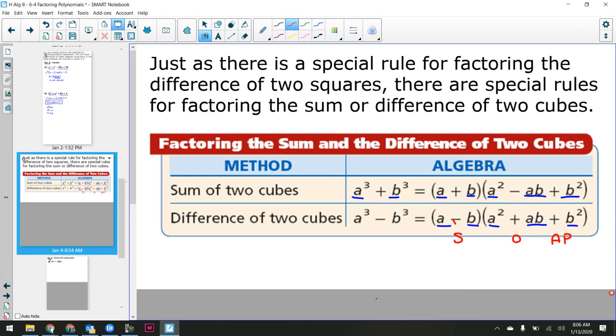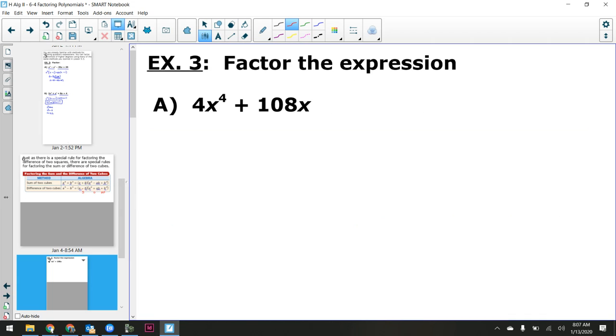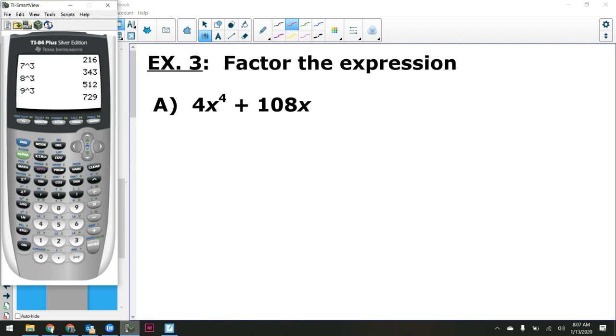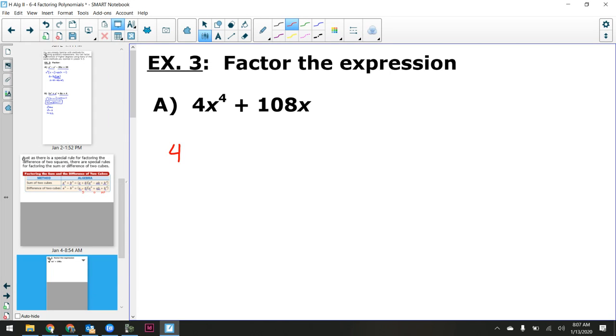Okay, let's try one, shall we? I don't like that. First of all, I see some issues with this. Is 4 a perfect cube? No. Is x to the 4th a perfect cube? No, it's not. 4 is not divisible by 3. But what did I forget to do at the very beginning? A GCF. So let's see, maybe 108 is divisible by 4. Of course it is. So it's 4x as my GCF, and then since I removed that, it's x to the 3rd plus 27.